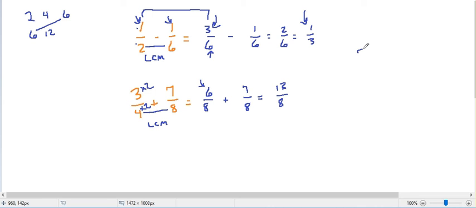Convert. 8 goes into 13 a single time, leaving me with 5 left over. So it's 1 5/8. Can I reduce? Nope, this looks finished. Follow me so far. Let's see it a little bit more visually here to finish.